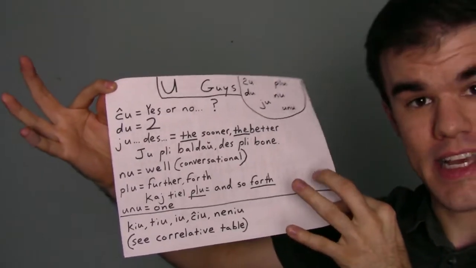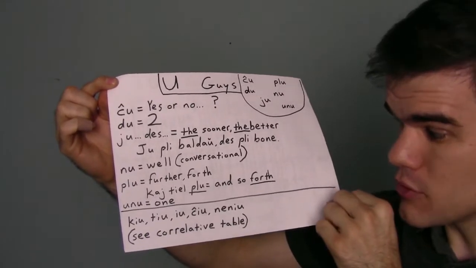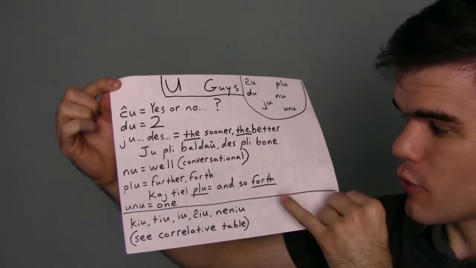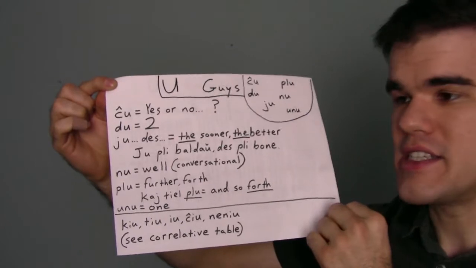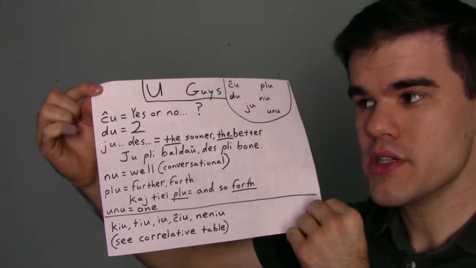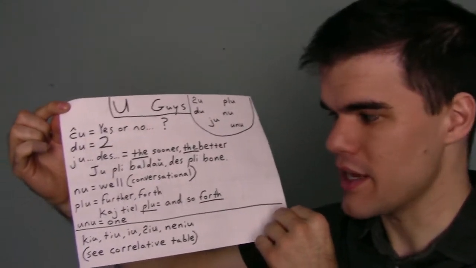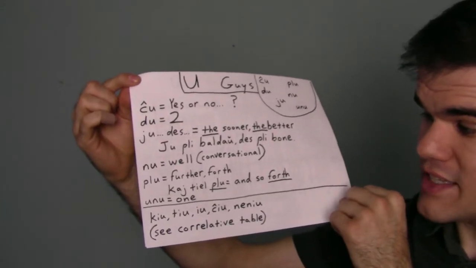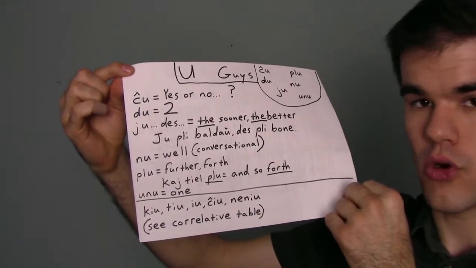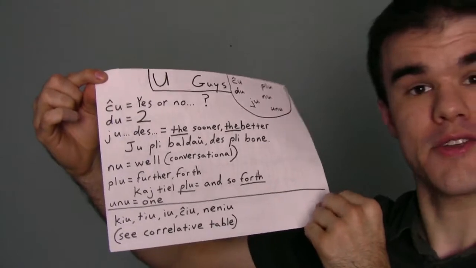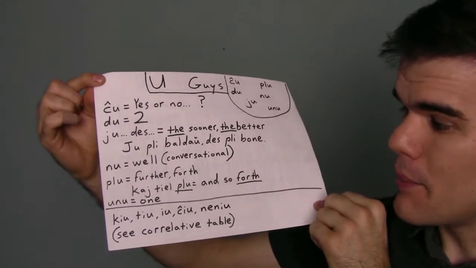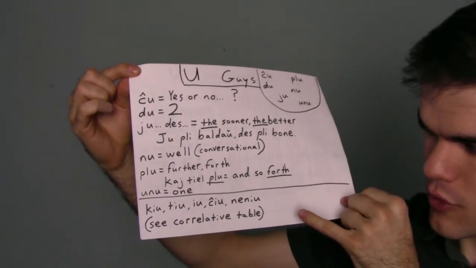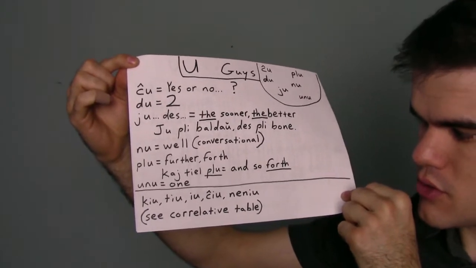Plu means further, forth, on, so on, etc. So if we said etc. in Esperanto, that would be kaj tiel plu. And so the plu is forth, like and so forth. If I said ne parolu plu, don't speak further. That's what I'm saying there. And then unu finally is just the simple word for one. Okay, so now you can count to 2 in Esperanto. How neat.